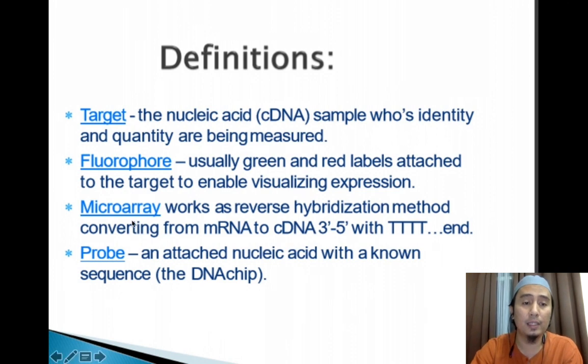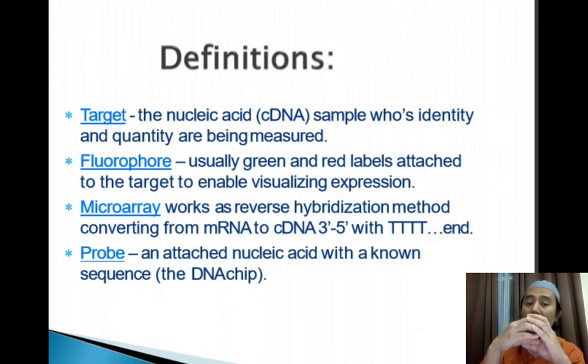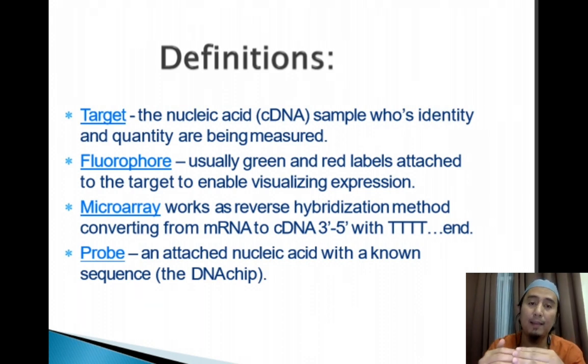The third one is microarray. Microarray actually works as a reverse hybridization method, converting from mRNA to cDNA, 3 to 5 prime, with TTTN. So basically the sample that we use is in mRNA form. From the sample, the cell, we extract out the mRNA. As you learned during transcription, DNA is transcribed into mRNA, and mRNA is translated into the protein. So we use mRNA as a sample.